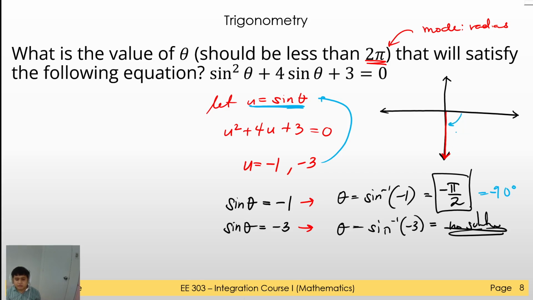So this should be the side of your triangle. Then we have 0, this is pi over 2, this is pi, this is 3 over 2 pi, and this is also 2 pi. So the angle that we should use here, if it should be positive but less than 2 pi, then the answer should be 3 pi over 2. So this should be your final answer.